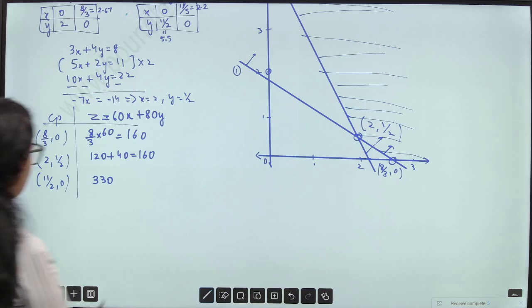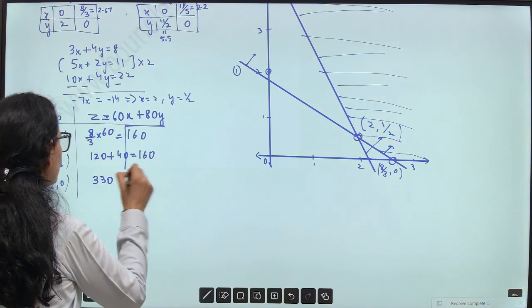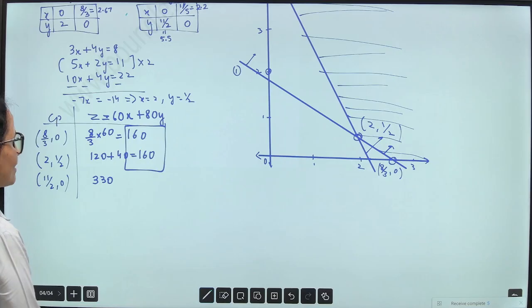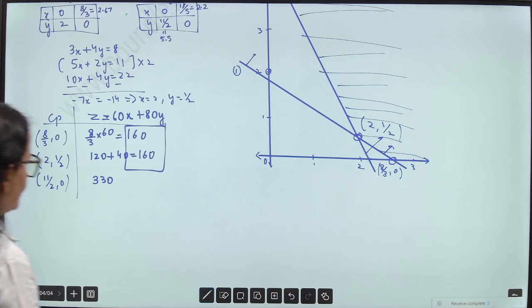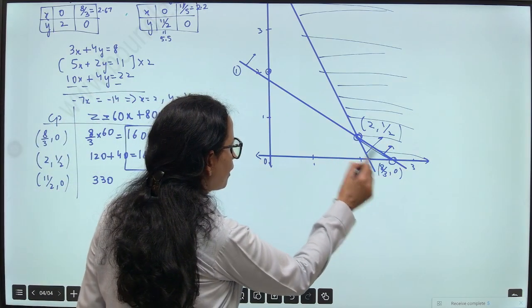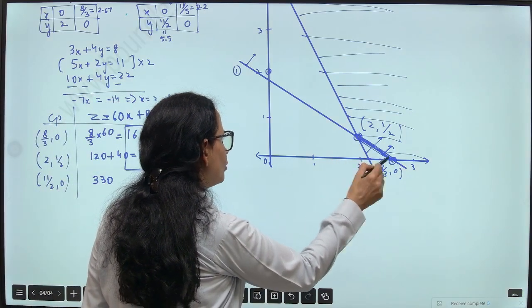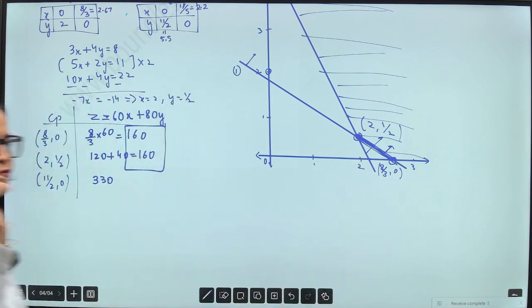Now if you look at this objective function, again you got two same values, at 8 by 3, 0 and at 2 and half. So that means this part of the graph is the solution. So there is no one optimum solution, there are multiple solutions. The minimum value is 160.